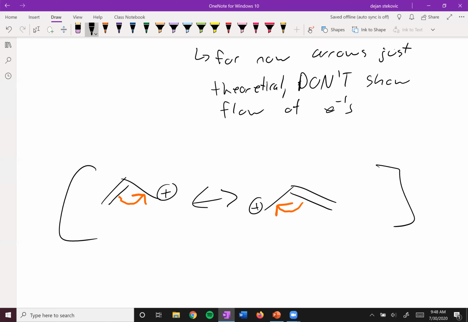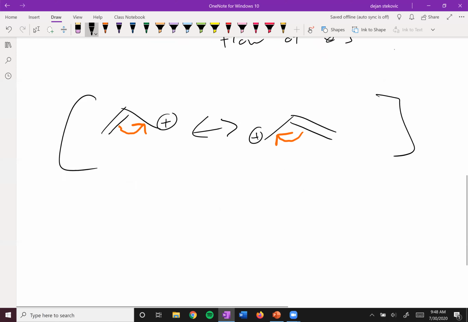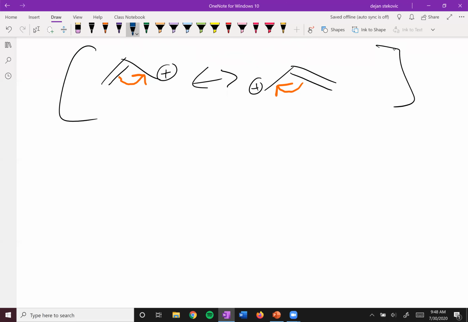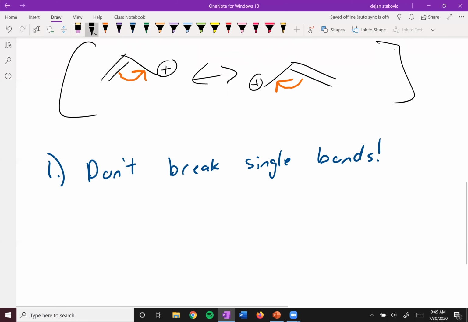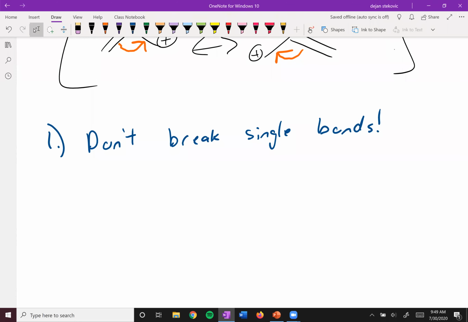So let's learn some do's and don'ts of drawing these reaction mechanisms or these resonance structure arrows. The first rule, and one of the most important rules, is don't break single bonds. Remember, with these resonance structures, all we're moving is pi electrons, and so we can't move any of our single bonds because those are made out of sigma bonds or sigma electrons.